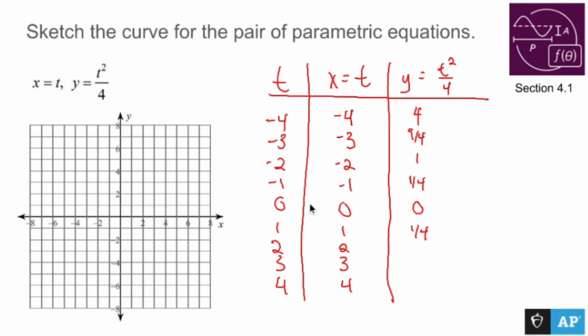Oh, I see what's happening. 2 squared is 4 over 4, which is 1. 3 squared is 9 over 4. And 4 squared is 16. 16 over 4 is 4.